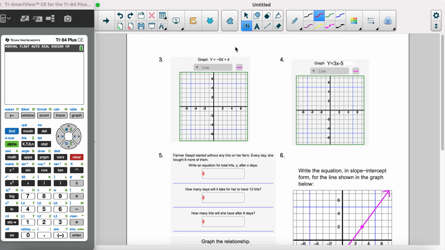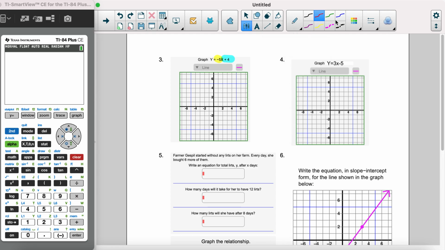Let's take a look at another example here. This one actually gives us a graph, and it asks us to graph the line with the equation y equals -5x plus 4. Okay, so again, I'm going to identify the different parts here. My m is this -5. And my b here is positive 4. Remember, think of it as a positive 4.